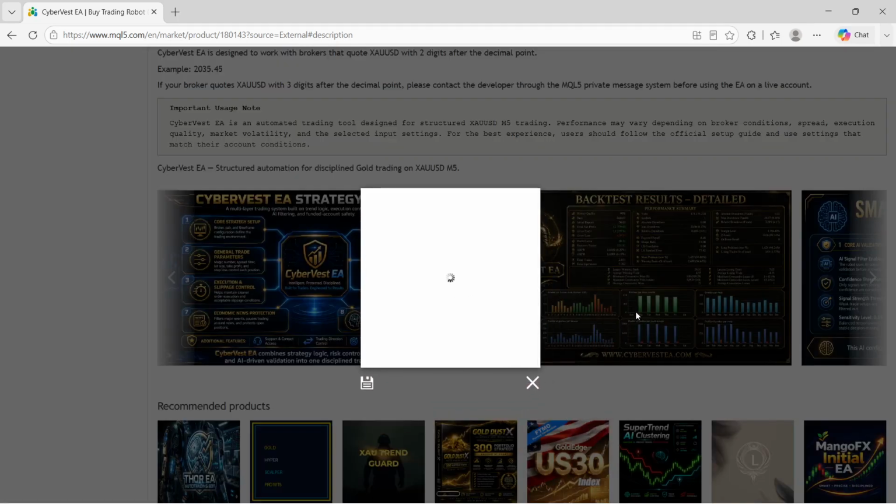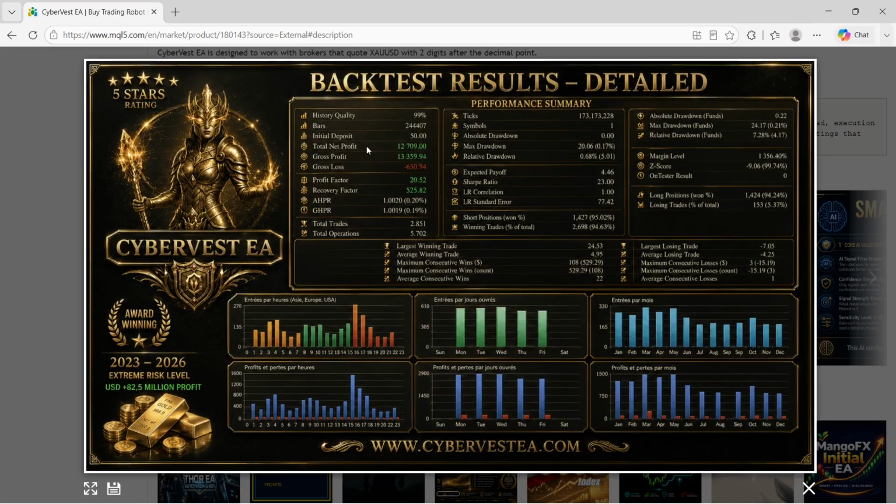Alright, so we have some backtest results on the website. Let's take a look. So you can see for an initial deposit of $50, ranging from 2023 to 2026, a total net profit of $12,709. The profit factor was quite high at 20.52, and the recovery factor was 525.82. The drawdown was just 0.17%.